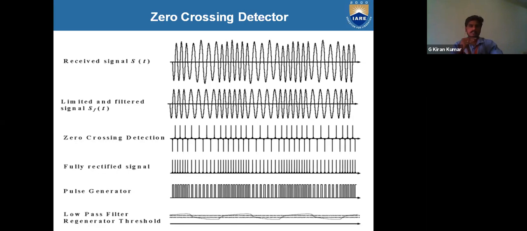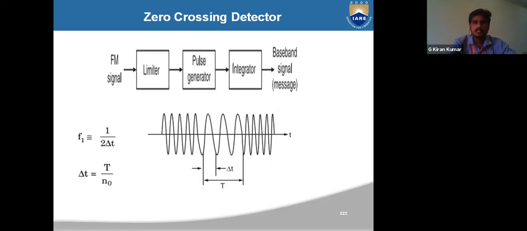Those voltage levels can be given to the rectifier, and the negative portion, whatever negative portion we have, can be rectified, that is, turned off, and then the remaining part can be transmitted to the pulse generator. So in the block diagram, in between the limiter and the pulse generator, we have a rectifier.